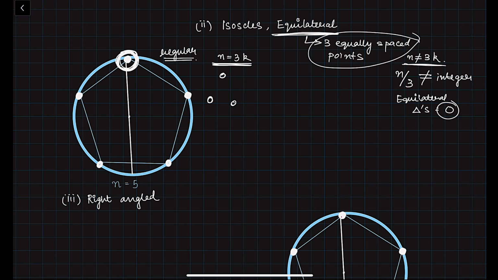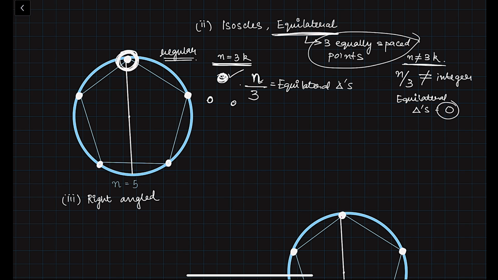But when n equal to 3k, corresponding to 1 point, we can find 3 equally spaced points, right? Corresponding to every point, we can find an equilateral triangle. But these equilateral triangles will be counted thrice. So for 1 point, we can find an equilateral triangle, and these equilateral triangles will be counted thrice. So there are n points, so n by 3. This is equal to the number of equilateral triangles.